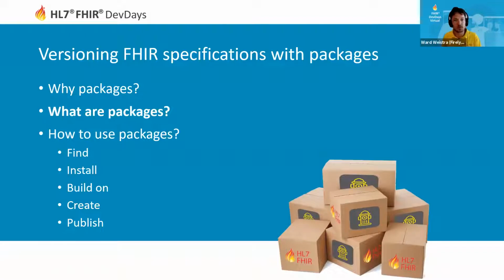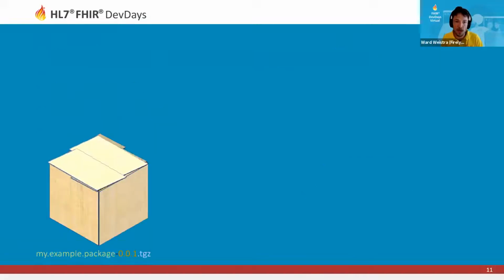And then let's go on to say, what are FHIR packages? What is actually in there? And for this, I have this little animation here. We see this little box that is waiting to get opened. This box is a FHIR package that is being downloaded from, for example, a package registry, which we'll see later. It's called my.example.package, and there's a version there, and it's a .tgz, so a tarball and then gzipped.